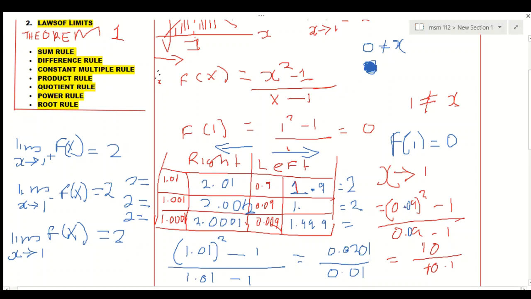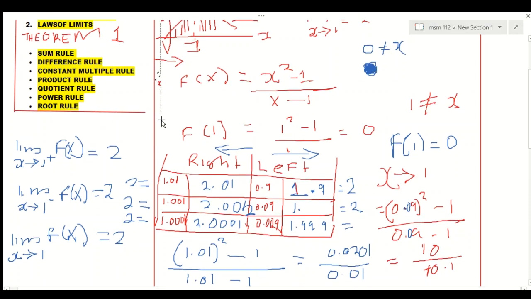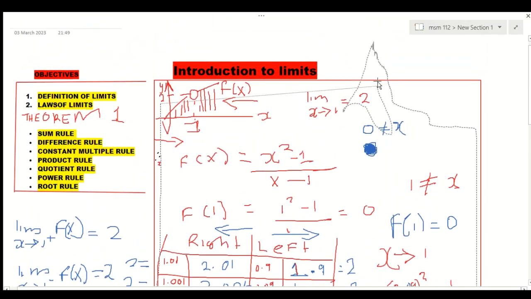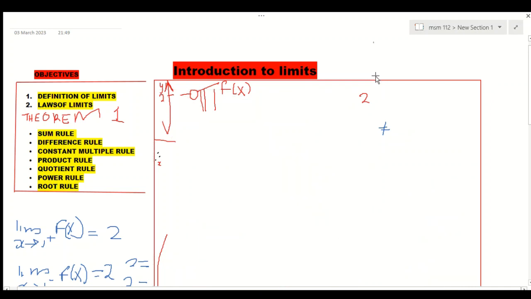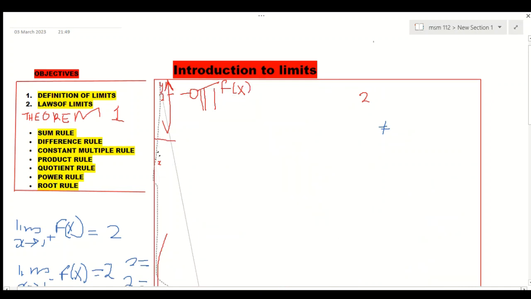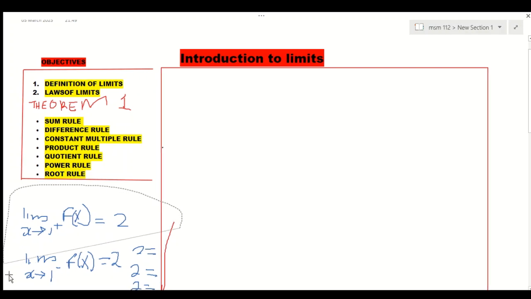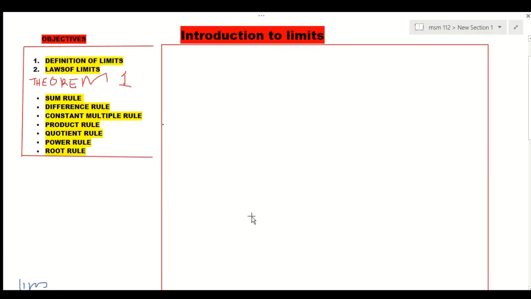Let's go to the laws of limits. Allow me to wrap this. Just erase everything. Erase this. We talk about the laws.